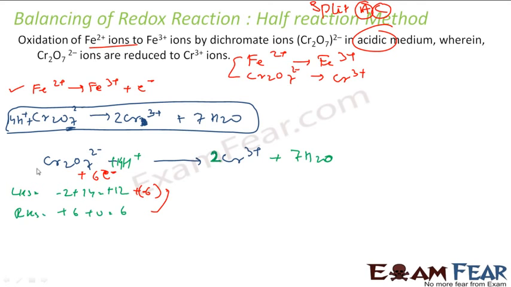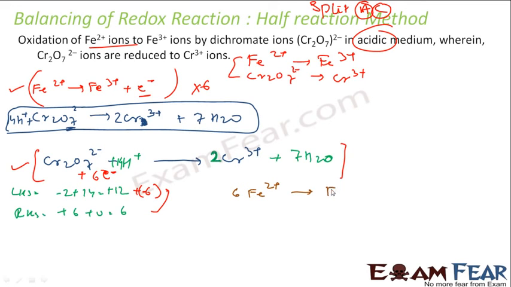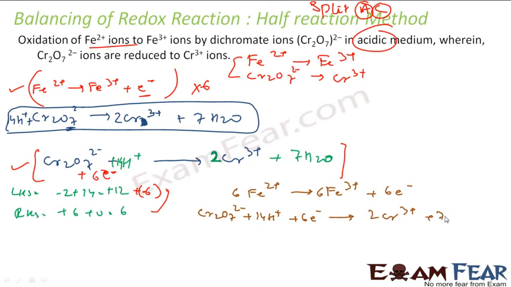right? So this is my reaction. Now the only thing left is we have to balance the electrons and add them. This is 6 electrons, this is 1 electron. So what we can do is multiply this with 6 so that we get 6 electrons on both sides. So let me write these two reactions now. This one, by multiplying with 6, you get 6 Fe2+ gives 6 Fe3+ plus 6 e-. This reaction, let me write this, you get Cr2O7 2- plus 14H+ plus 6 electrons gives you 2Cr3+ plus 7H2O.